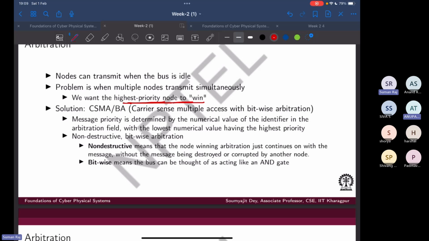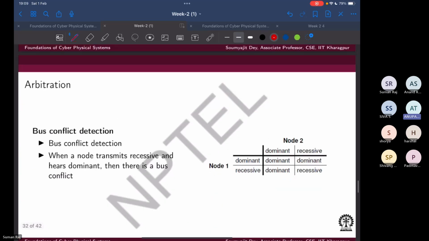Ma'am, where is it written that if you have a payload more, then the priority is more? Because it is not written anywhere. It is always written the ID. But now you said to keep payload is 10, so that is the priority.